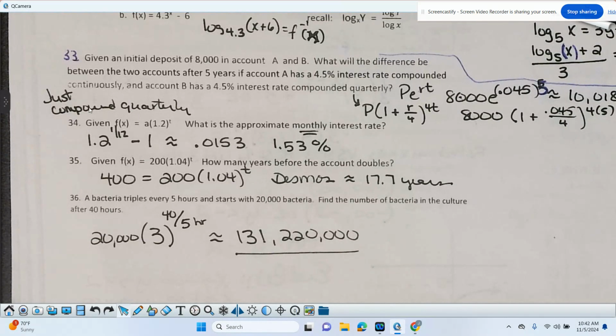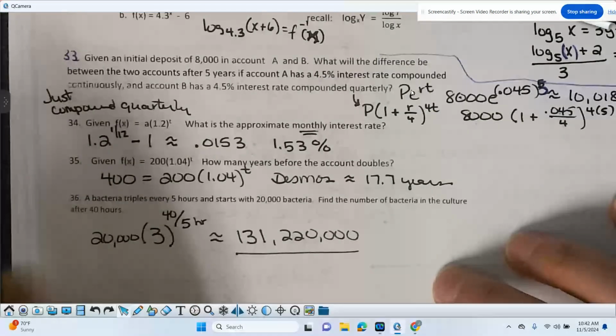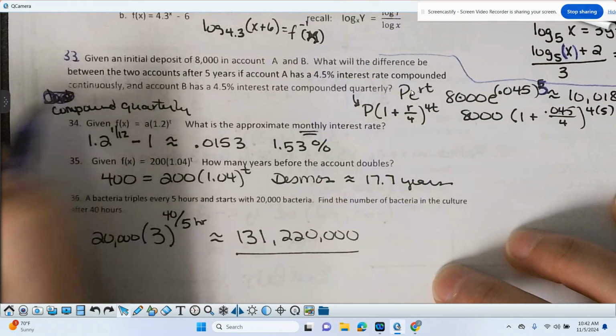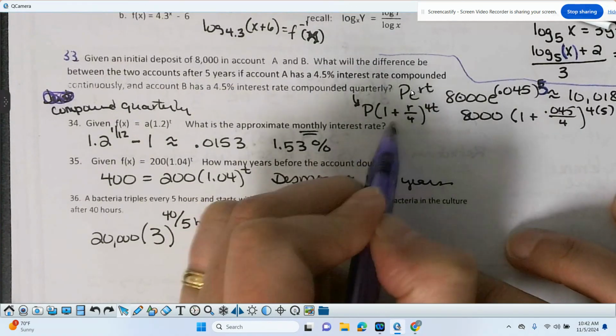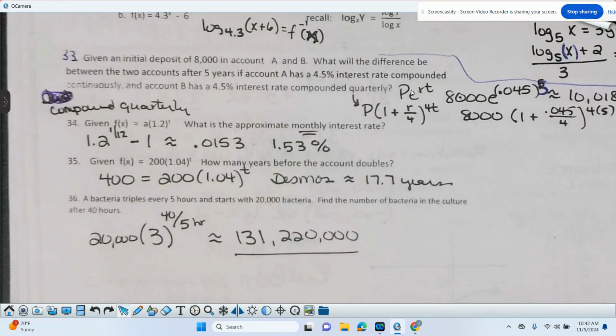Oh, we would just be doing it quarterly. It's not really just doing quarterly, but compound quarterly is this one right here, and that's your compound continuously, right? Compound quarterly, because it has that compound quarterly again, that's this part right here. I'm not quite sure why I wrote that little note to myself there.